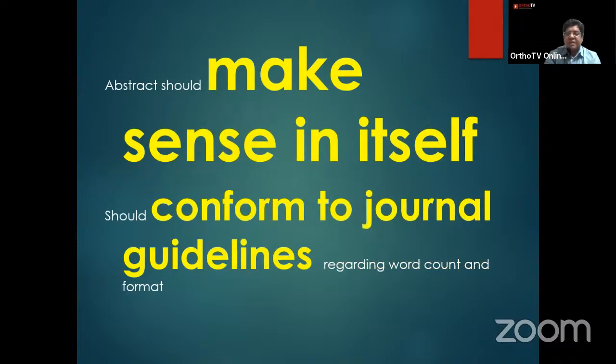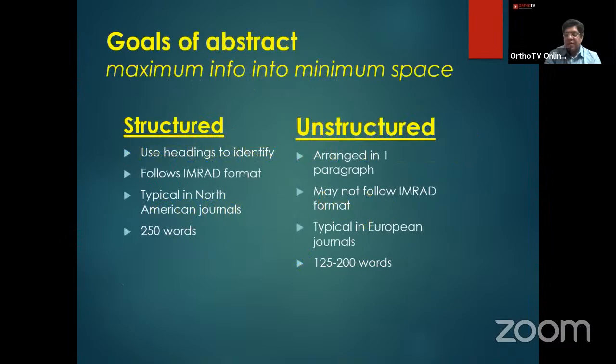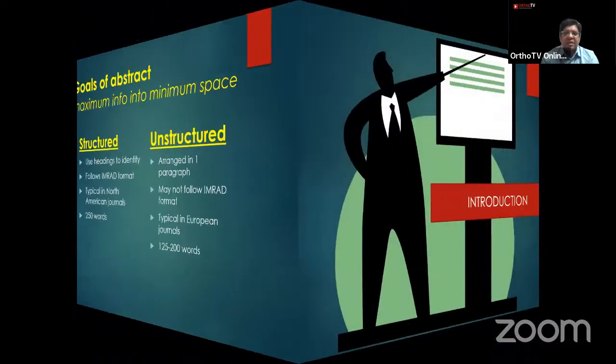It should make sense in itself and it should conform to the journal guideline as per the word count. So these are the two basic types of abstracts: structured and non-structured. Structured has headings but follows the MRAD format. Unstructured also follows the MRAD format, but it's typical of European journals. So depending on the journal guidelines, you can add it.